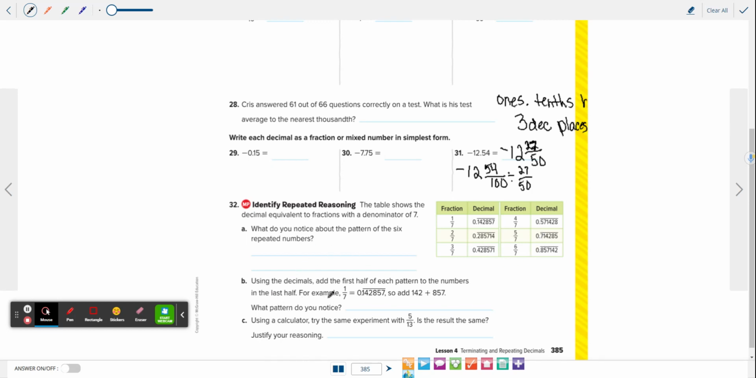And then B, using the decimals, add the first half of each pattern to the numbers in the last half. For example, 1/7 is 0.142857, so add 142 and 857, the first half and the second half together. What pattern do you notice then when you do that with all of those numbers? And then part C, using a calculator, try the same experiment with 5/13. Is the result the same? And then justify your reasoning. So kind of look for a pattern in all of this, okay?